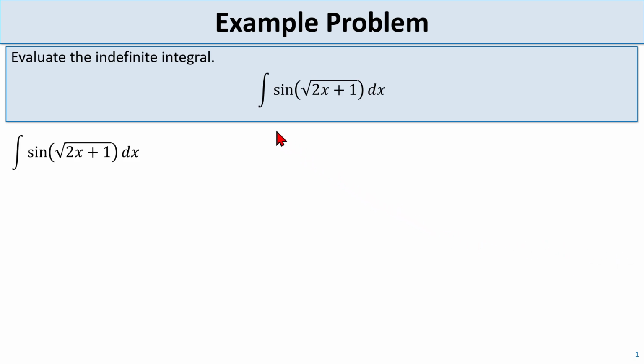In this problem, we're asked to solve the integral of sine evaluated at the square root of 2x plus 1. And if you try to do this integral just using integration by parts, you would actually get stuck very quickly. The basic idea is if you tried that, you would have to let u be the sine of the square root of 2x plus 1.